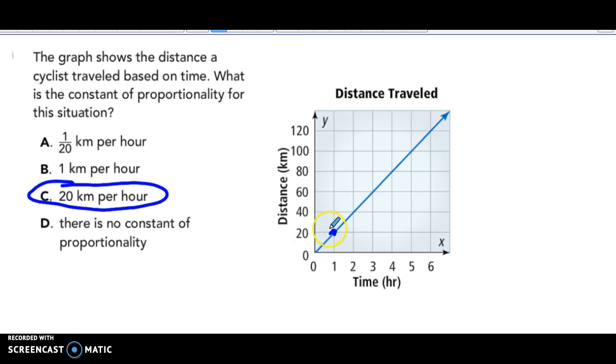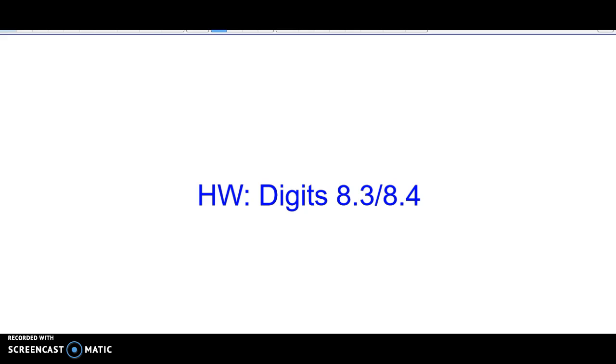Using my unit rate, I can see that 20 kilometers per 1 hour is my unit rate. So that looks like this as my constant of proportionality. And you are all set for your digits homework.